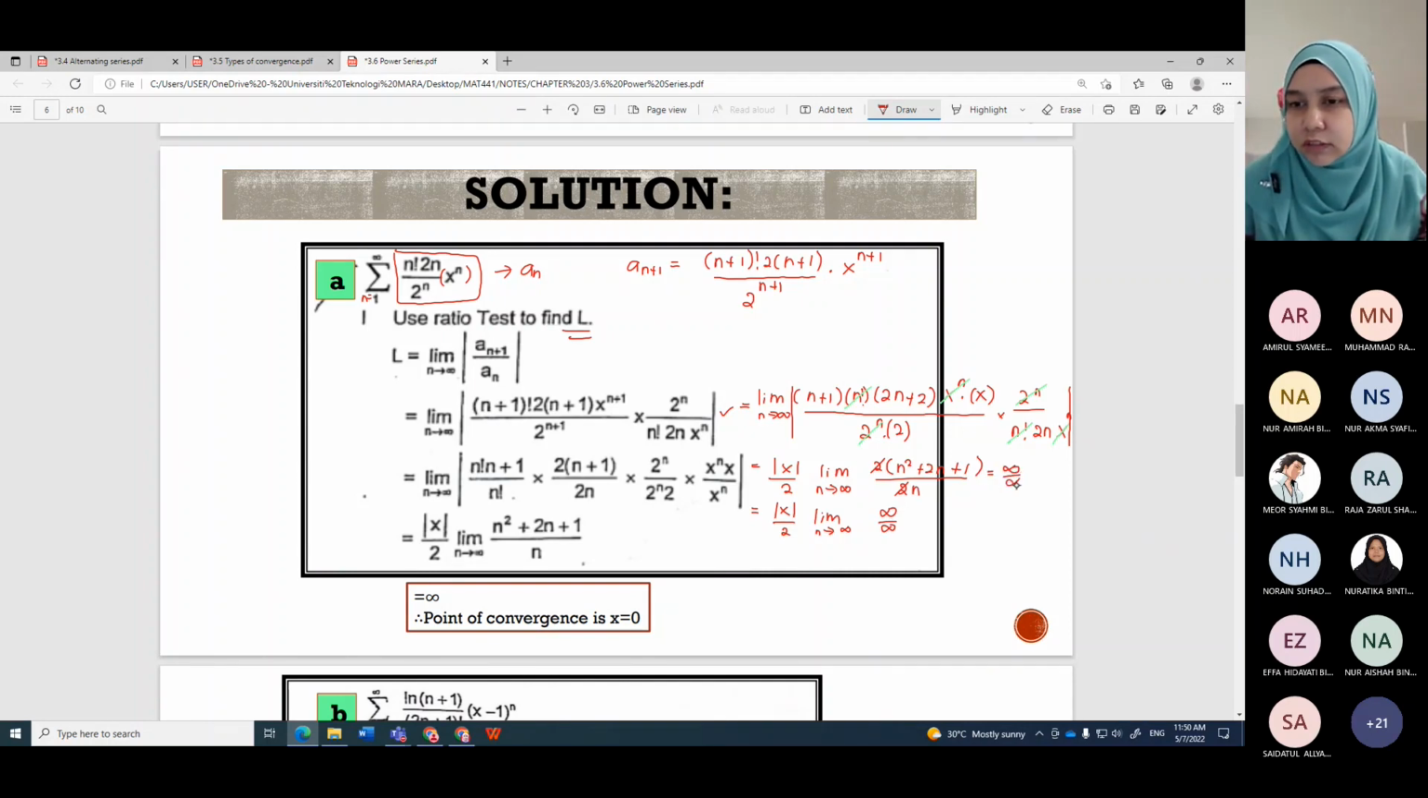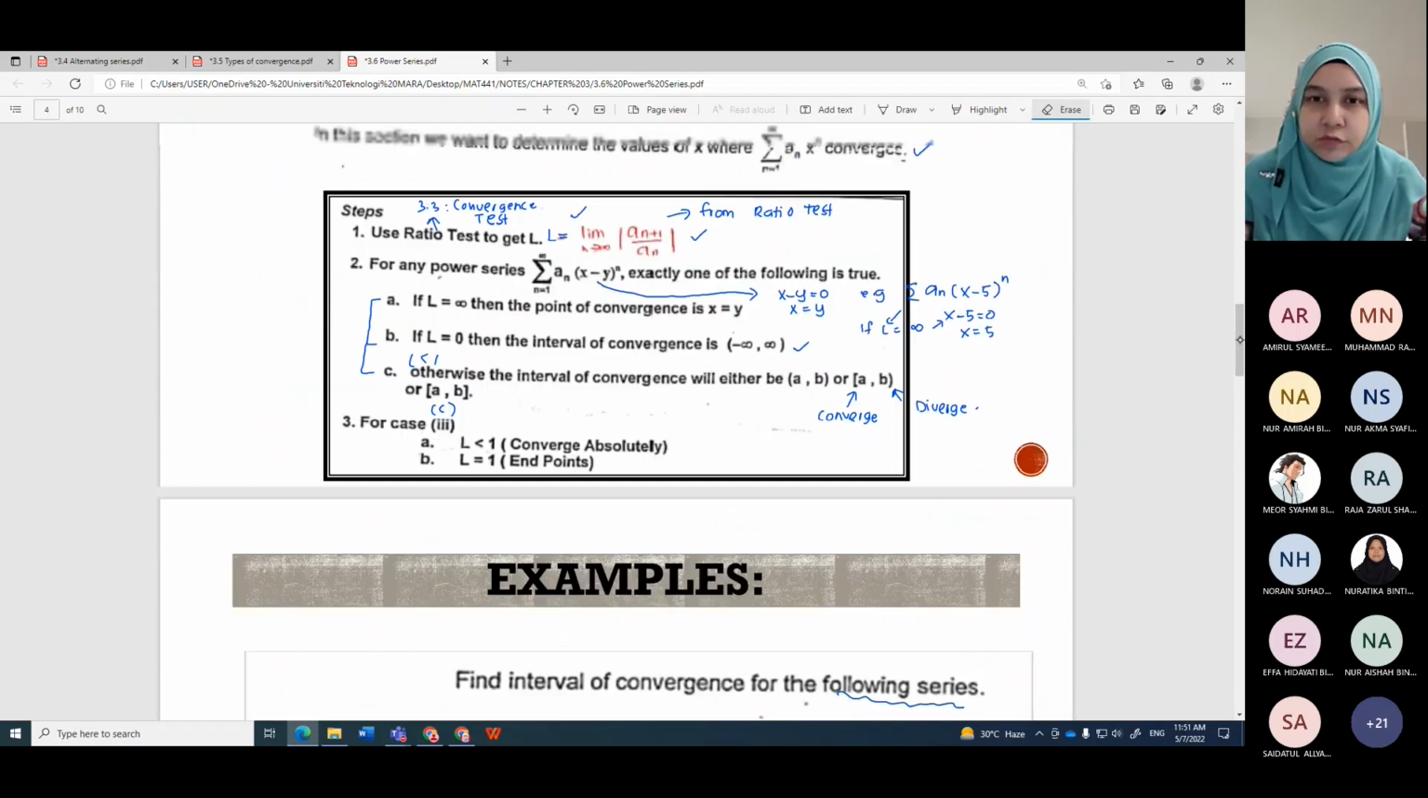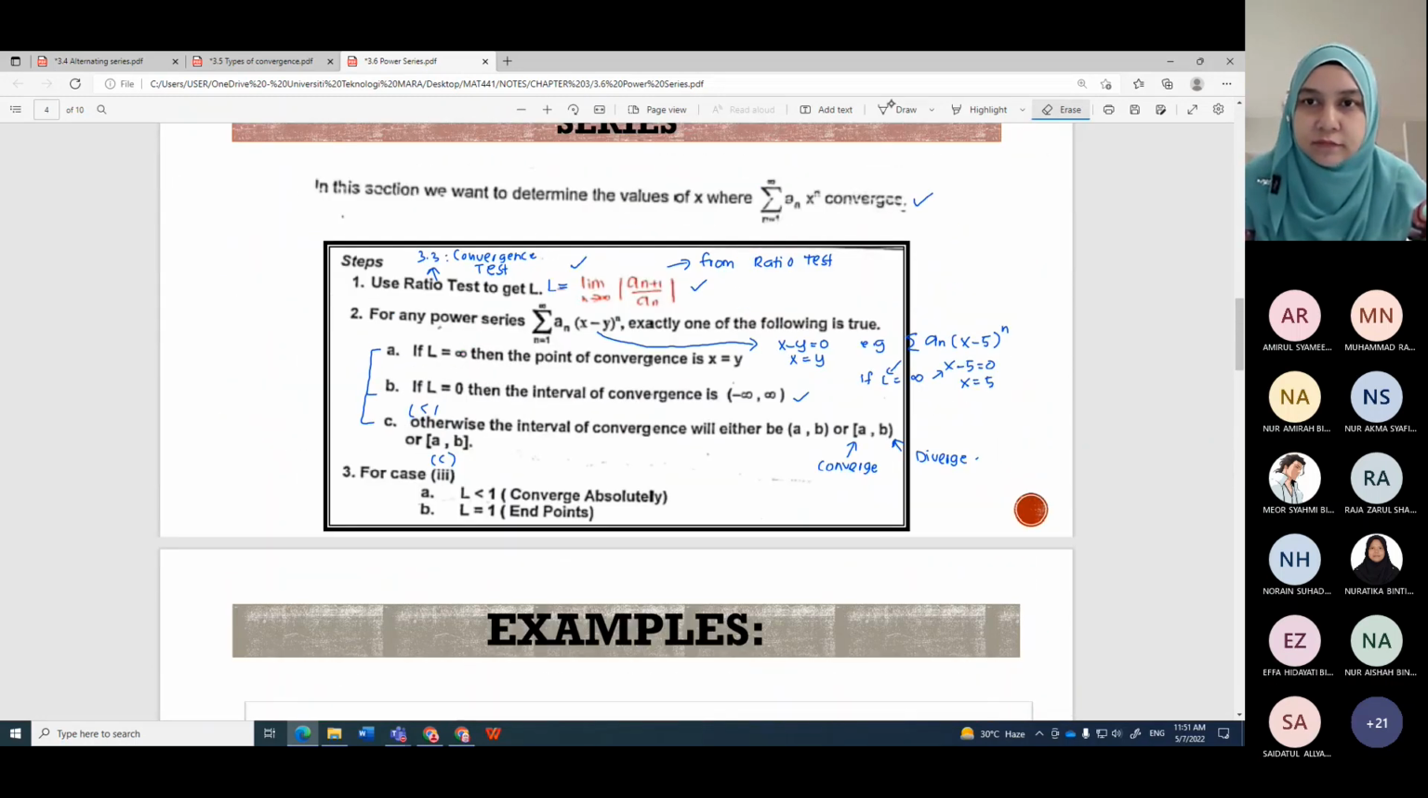Infinity over infinity. Kita perlu gunakan L'Hopital's rule lah. Dapat 2n plus 2 over 1. Kita akan dapat infinity. Substitute infinity into this function akan dapat infinity, which is equal to infinity. L is equal to infinity. So L is equal to infinity. Kita gunakan, kita refer first ini lah.